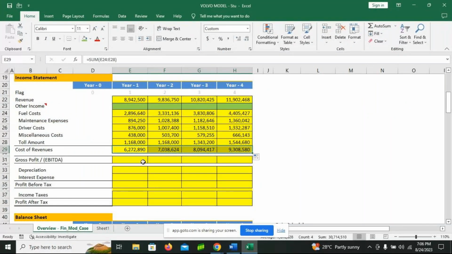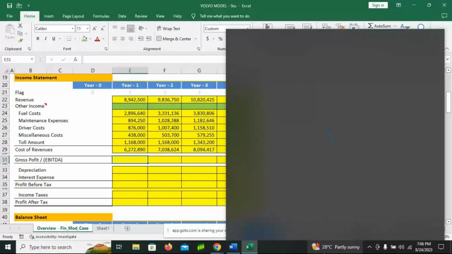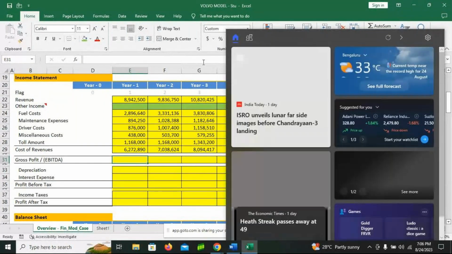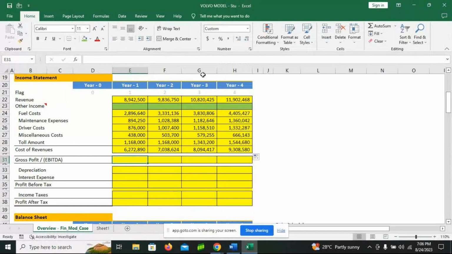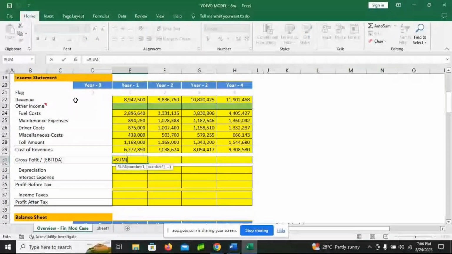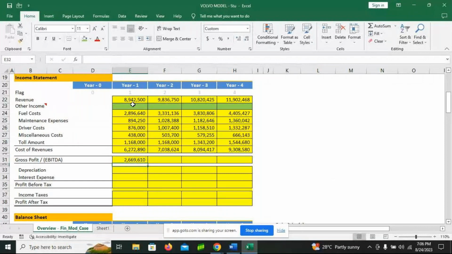So let's calculate the EBITDA. So EBITDA will be equals sum of revenue and operating revenue minus cost of revenue. So for time being, I have not calculated the other incomes.